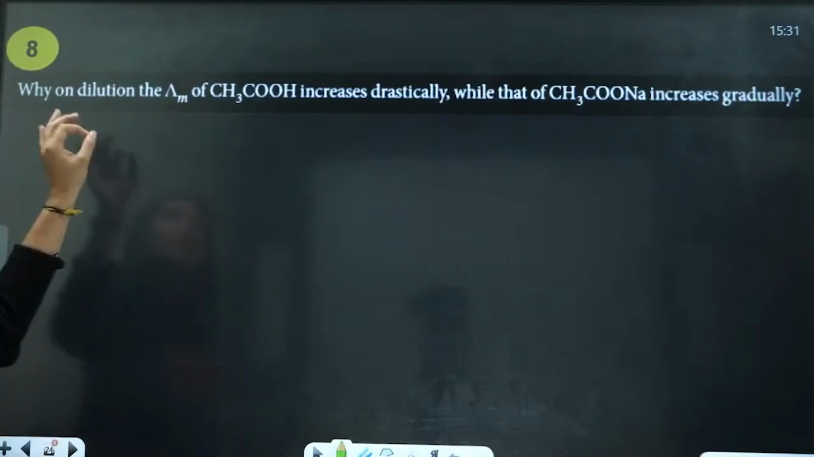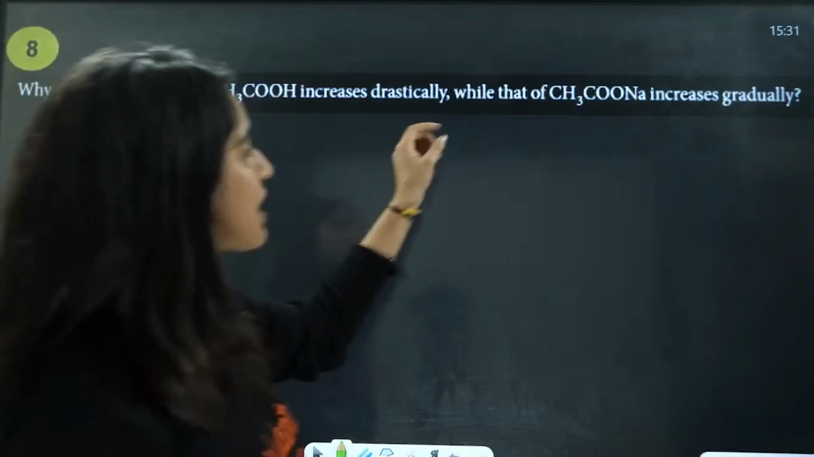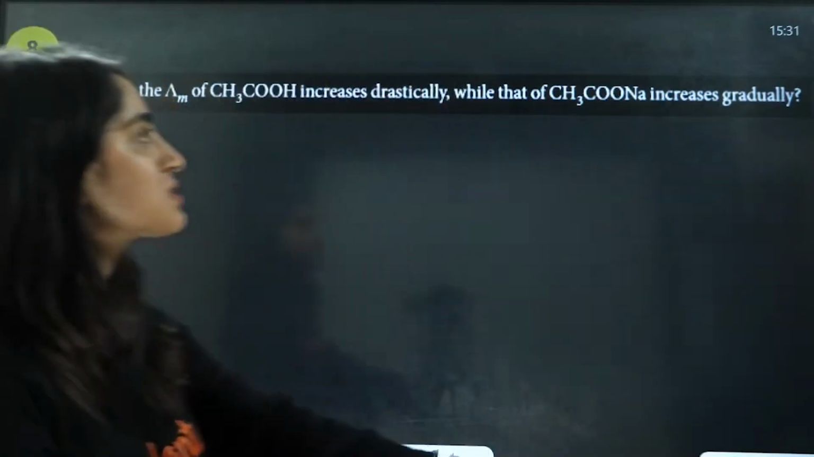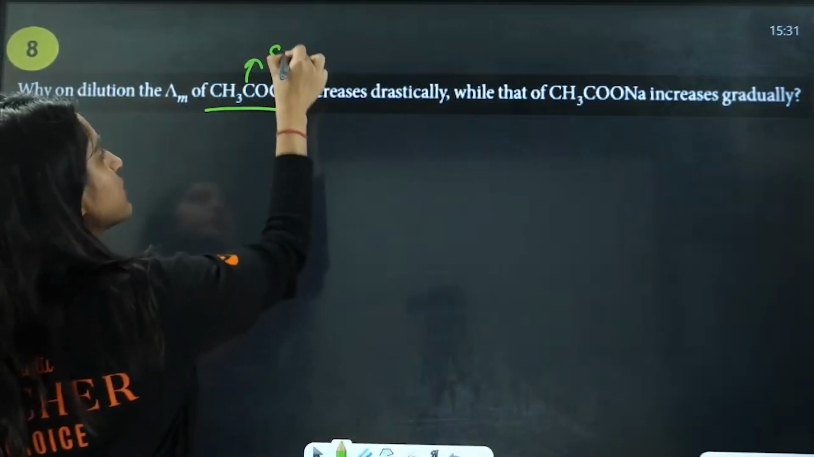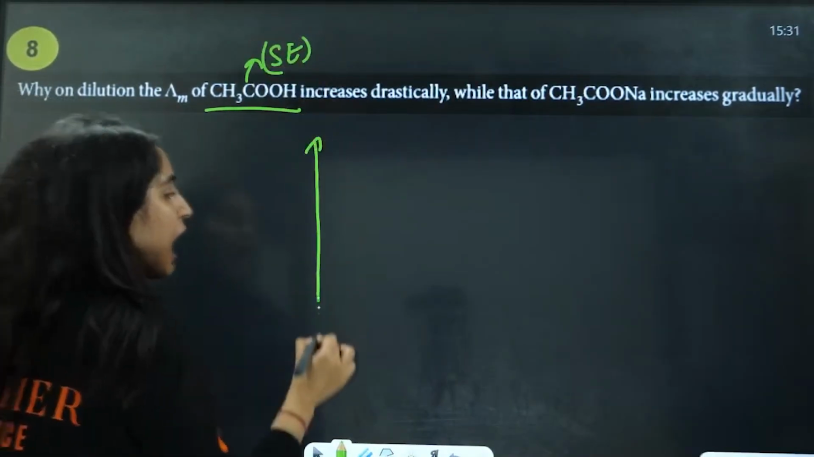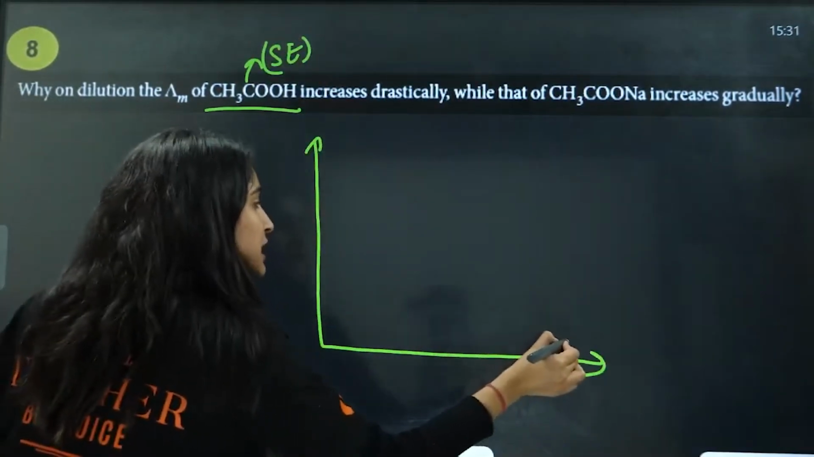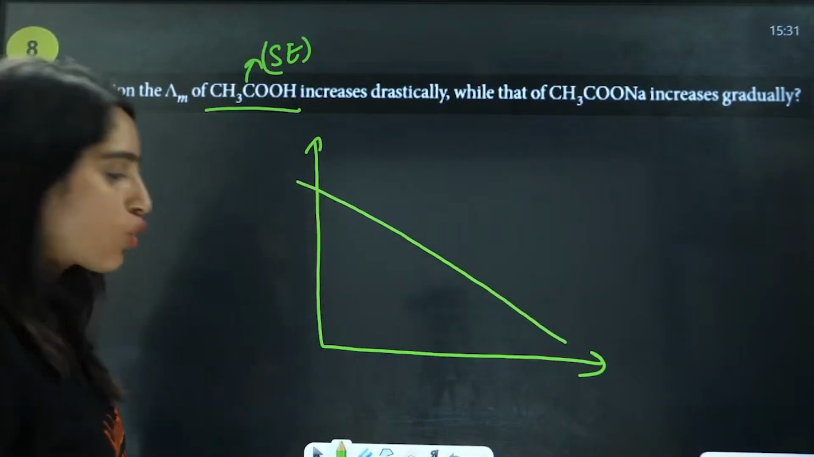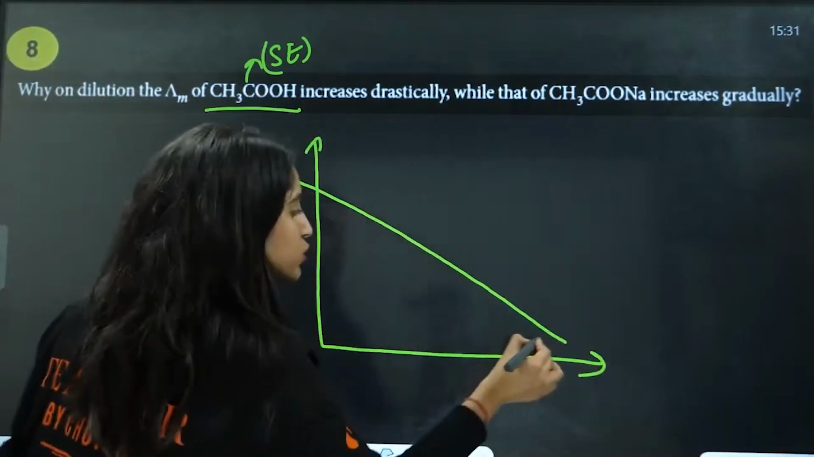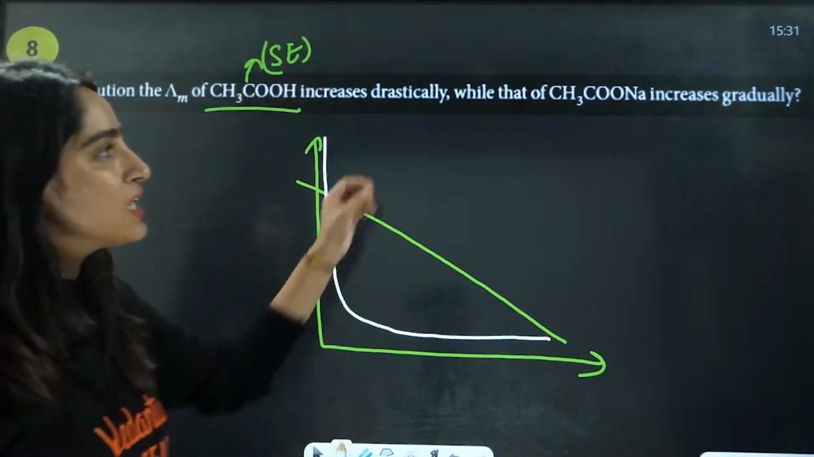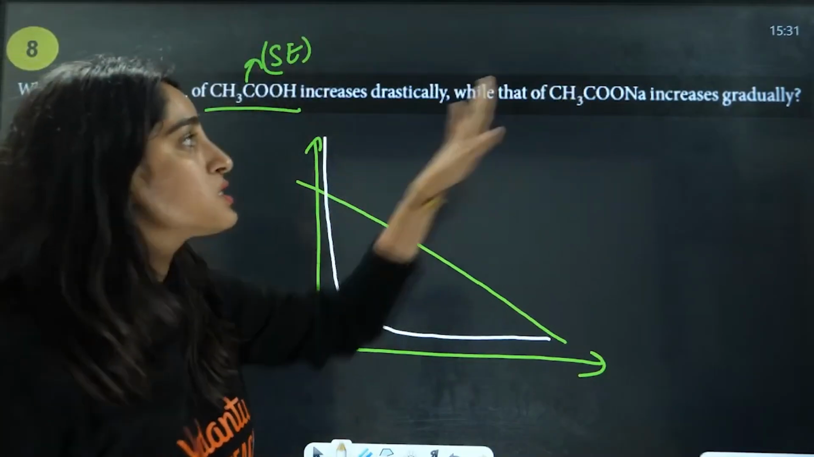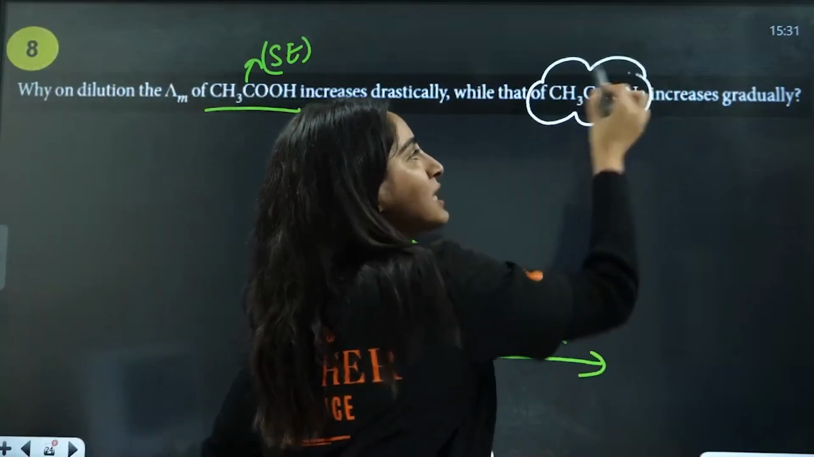Next, we have the question on dilution. This increases drastically, while that one increases gradually. Now see this. This is a strong electrolyte. The graph for a strong electrolyte is like this, a proper slope. But the graph for a weak electrolyte is like this. That is why this increases gradually, because it is partially giving ions.